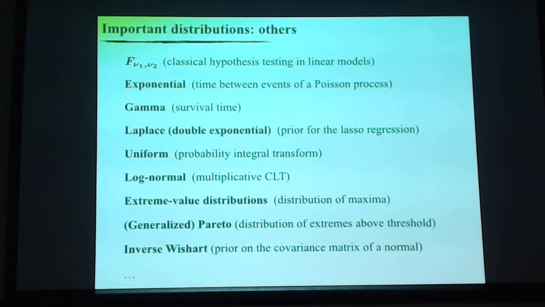The Laplace or double exponential model: the exponential is something like starting from zero. It's given only for positive variables, and then exponential decays. The double exponential is just taking it both sides, so you put an absolute value in the variable. This serves as a prior for the lasso regression. It's a certain way of penalizing a regression model.